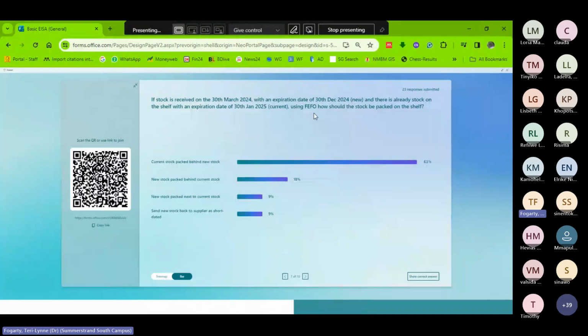Number 1, you need to know what FEFO is. First expiry, first out. Well, what does the concept mean? It means that the one with the earlier expiry date must be issued first. So which one has the first expiry date? The newer stock has the first expiry date. So I must first issue the new stock before I issue the current stock. And so how must I pack that on the shelf? Well, the current stock must be behind the new stock. So the stock with the 30th of December is in the front and the 30th of January is behind that.